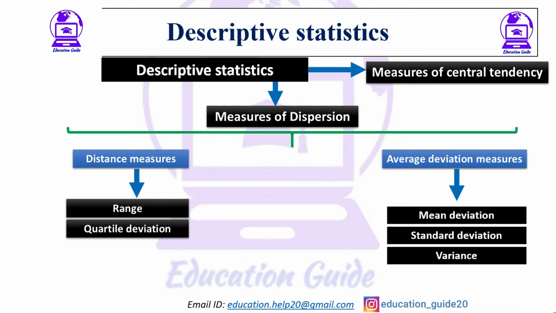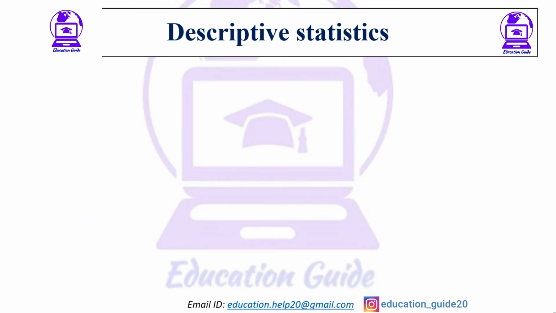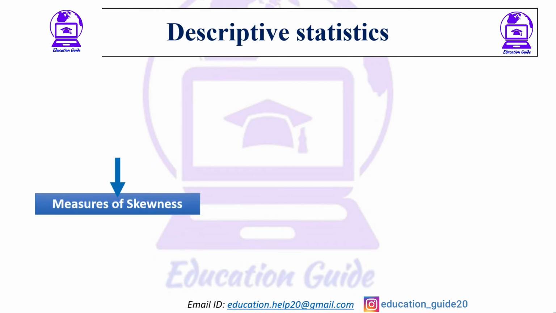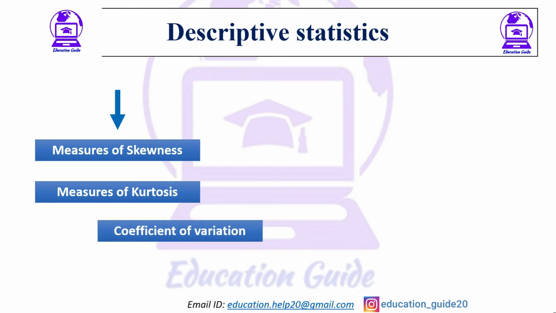Variance and standard deviation are the two mainly used measures of dispersion. Though they look similar in meaning, they are different. This will be discussed in later videos. The other measures of descriptive statistics include measures of skewness, measures of kurtosis, and coefficient of variation.